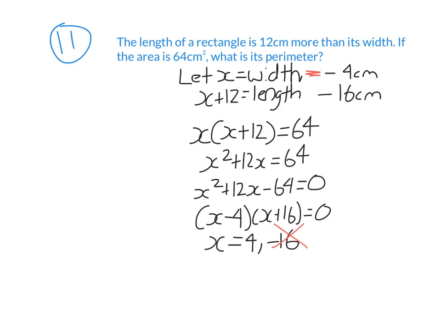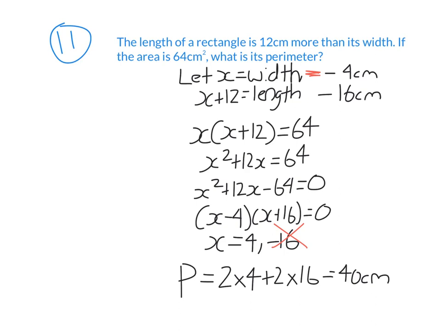So we should end it with a worded answer saying therefore the width is 4 centimeters and the length is 16 centimeters. And so the perimeter is 2 times 4 plus 2 times 16, which is of course 40 centimeters. Okay, so I know I'm not the best role model here. Please make sure in the test you answer a worded question with a worded answer.